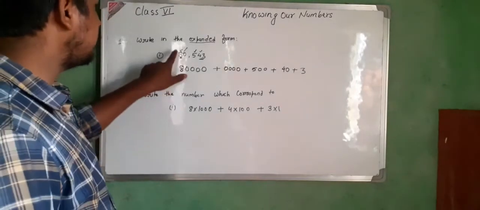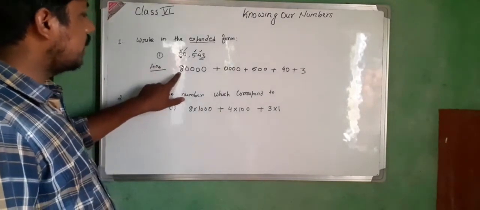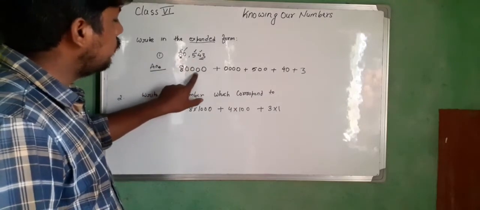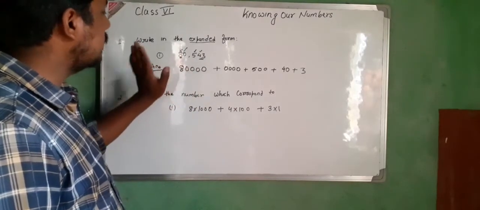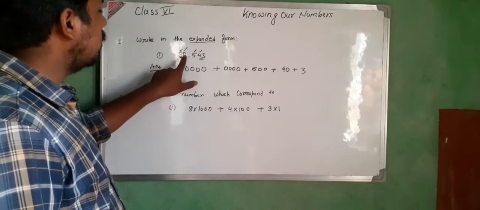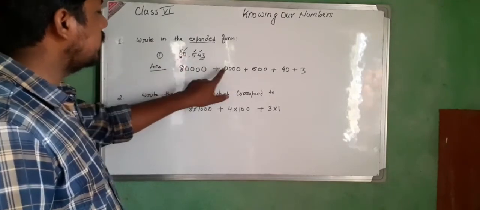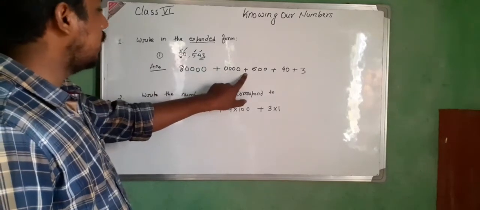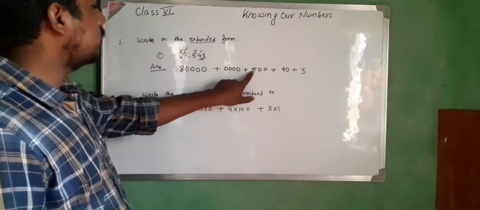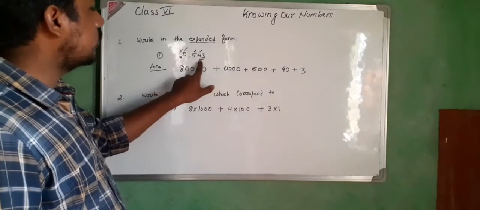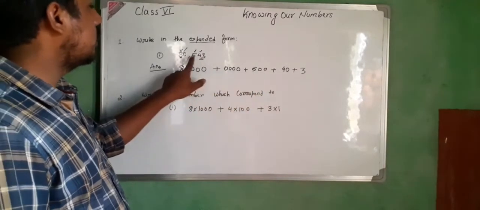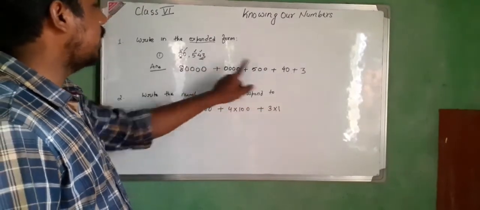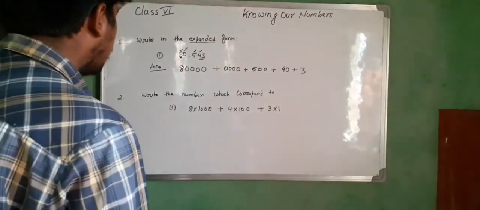So look here, first I wrote 8. After that there are 4 digits, so I put 4 zeros, then the 8 part is done. Now write down 0, the next one. After 0 there are 3 digits, so 3 zeros, plus, after that I wrote 5. There are 2 digits after 5, so 2 zeros, then 4. After 4 there is 1 digit, so 1 zero, and plus 3.